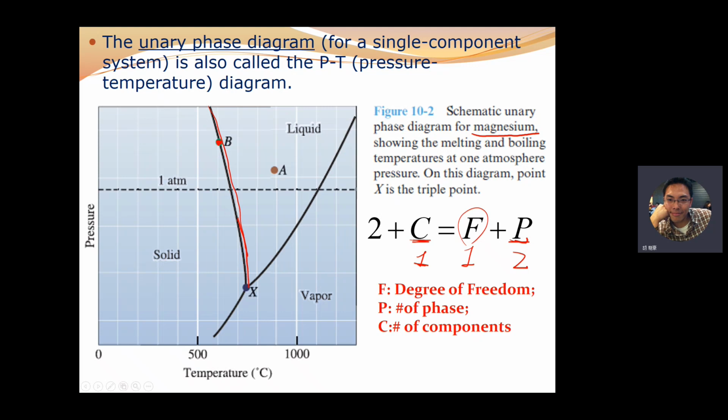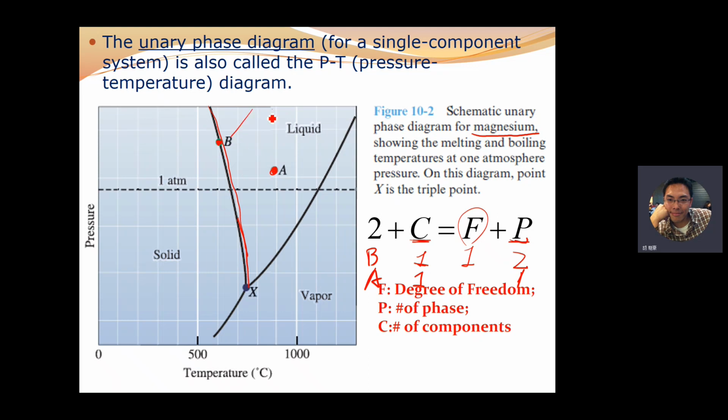And how about point A? This is point B, right? How about point A? So how many components? Of course, 1, right? Magnesium. How many phases? 1 phase, right? Only liquid magnesium.